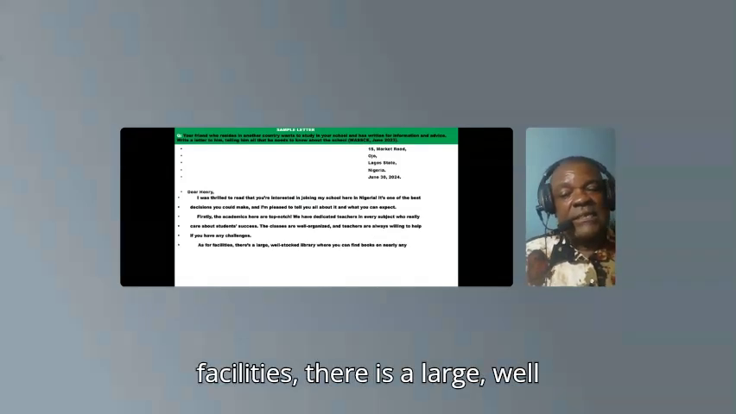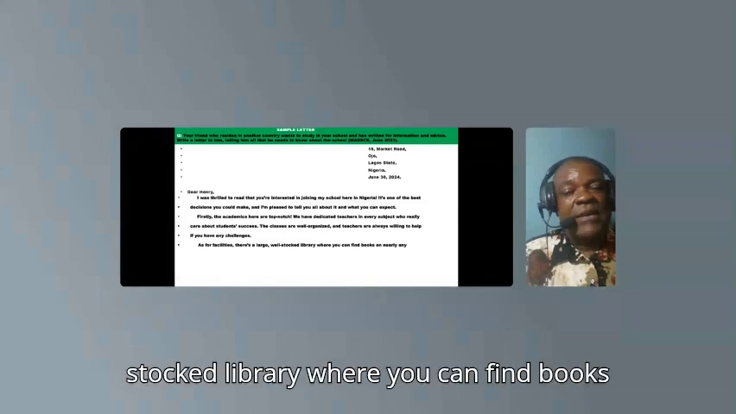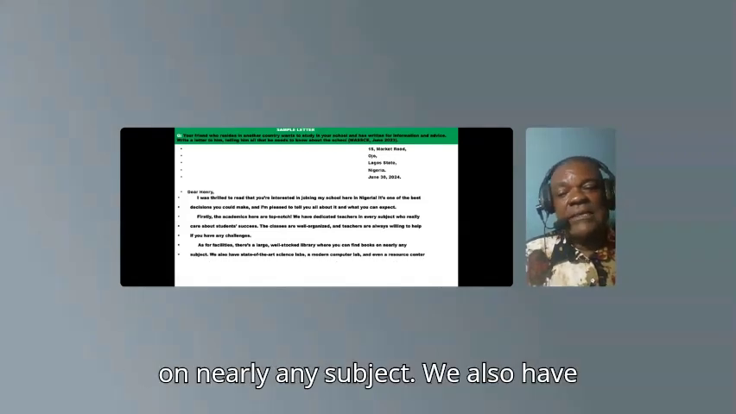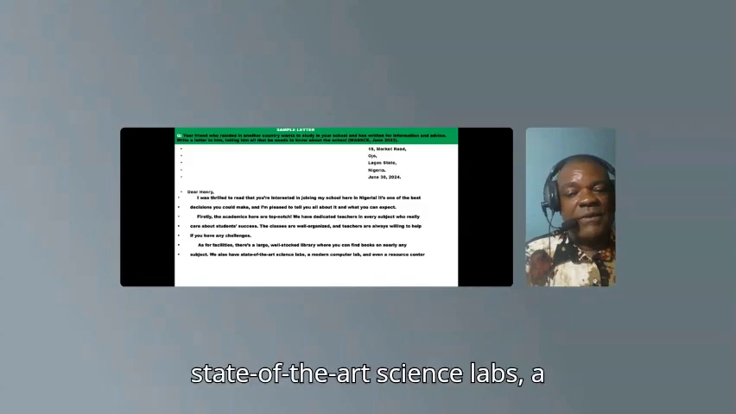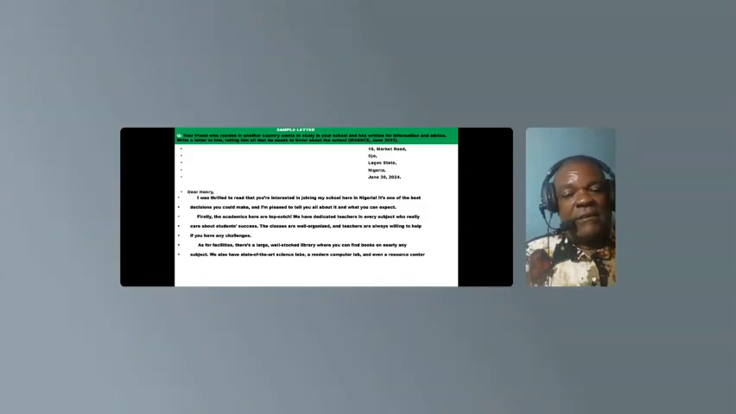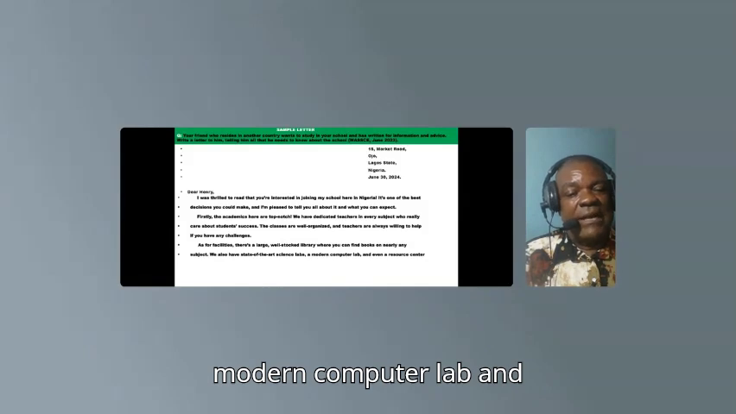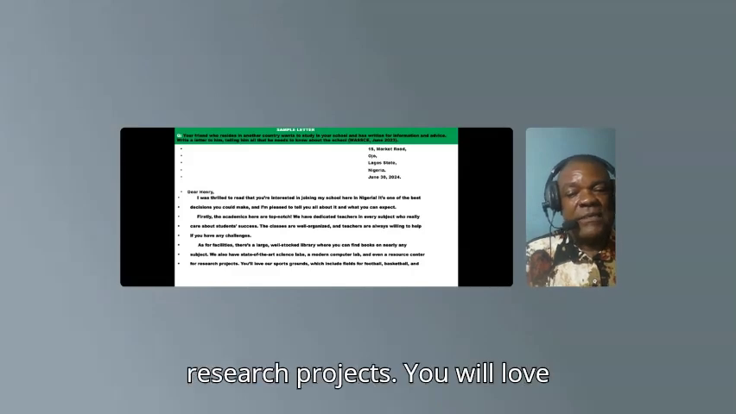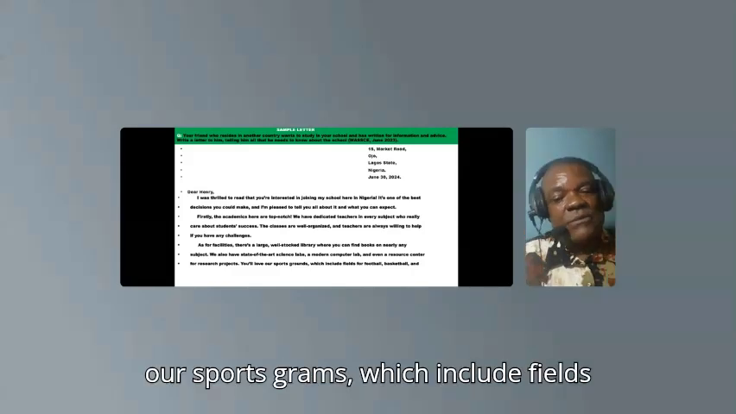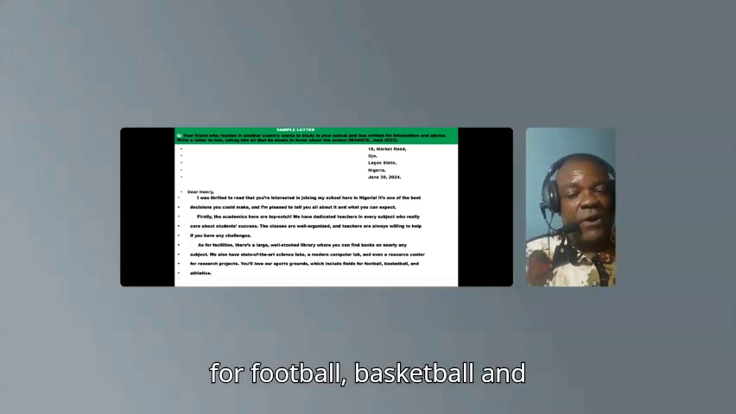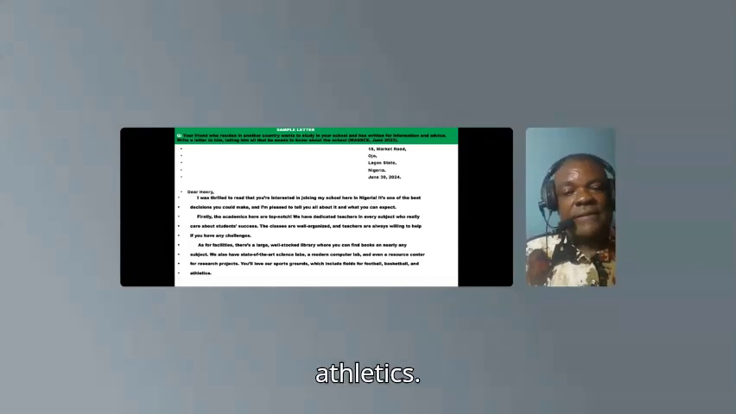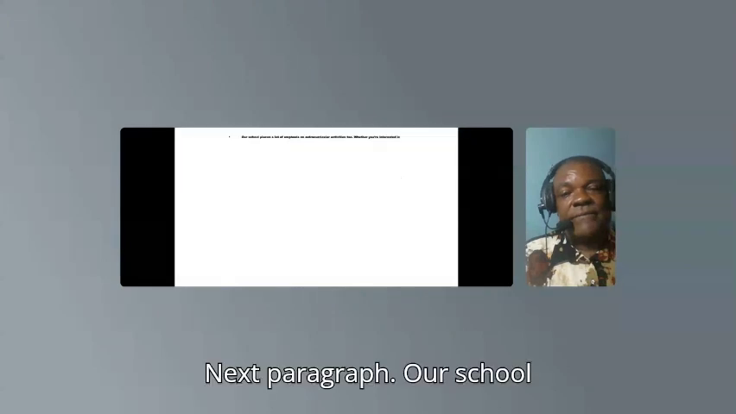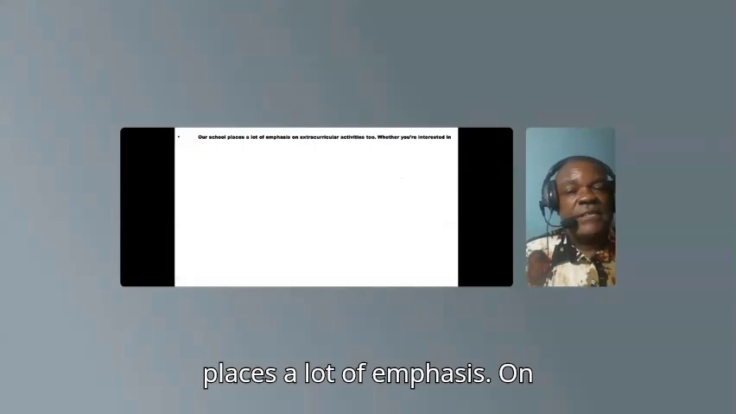As for facilities, there is a large, well-stocked library where you can find books on nearly any subject. We also have state-of-the-art science labs, a modern computer lab, and even a resource center for research projects. You will love our sports grounds, which include fields for football, basketball, and athletics. Next paragraph. Our school places a lot of emphasis on extracurricular activities too.